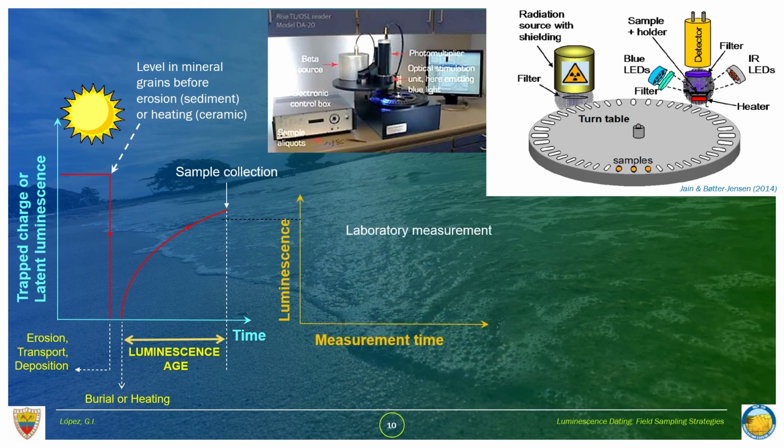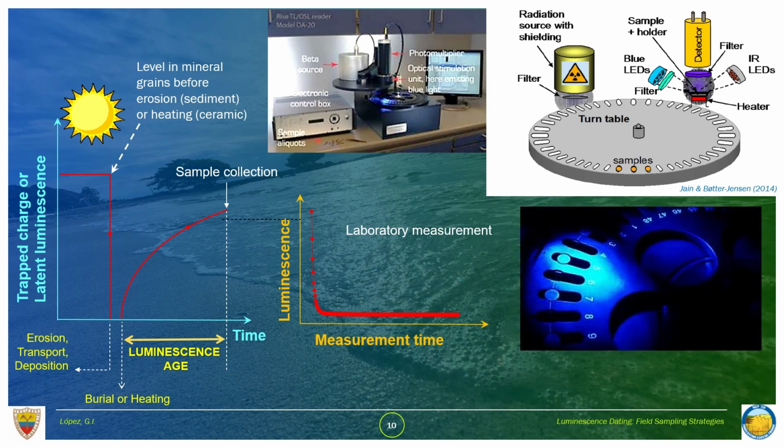In the laboratory, we're going to measure that signal, so the loss of that signal due to stimulation. But this, Sebastian is going to cover in much more detail. So in the lab, this is the reader in which we measure the luminescence signal, and it actually has a turntable in which you put your little samples on these very small discs, and you measure them either individually or grain by grain.